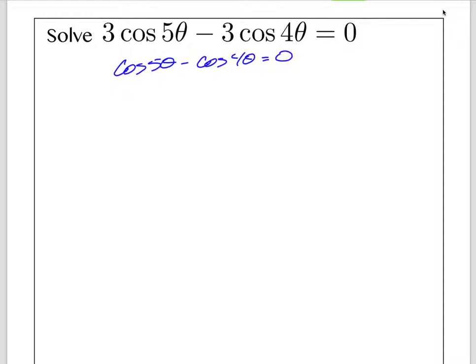So now I've got a cosine A minus cosine B. So that means we have negative 2 sine of A plus B, so 5 theta plus 4 theta over 2, and then we have sine of A minus B, so 5 theta minus 4 theta over 2.